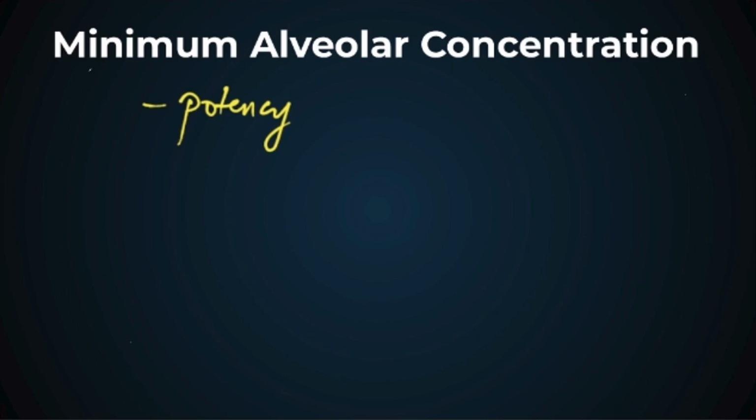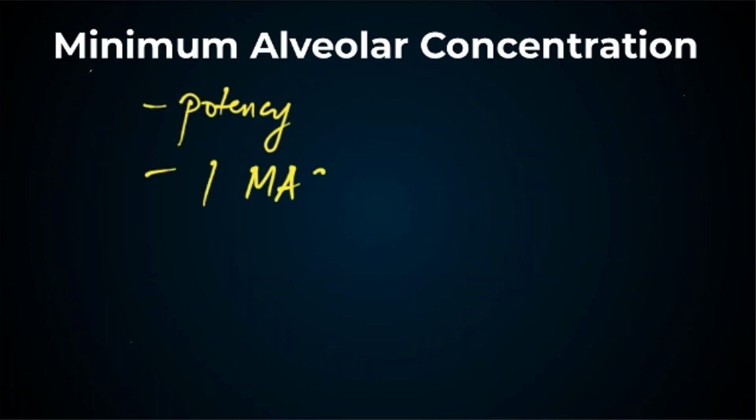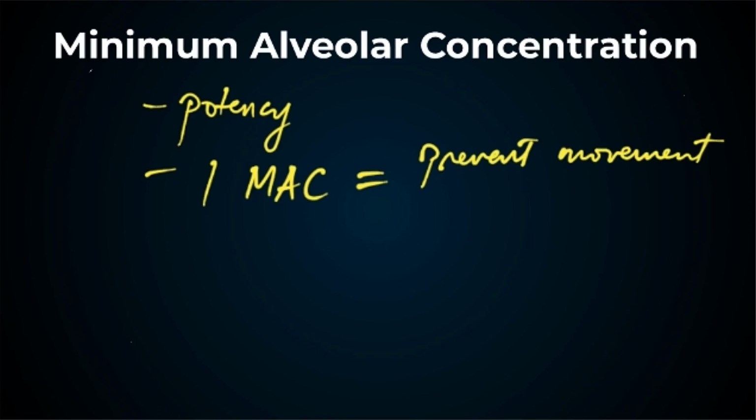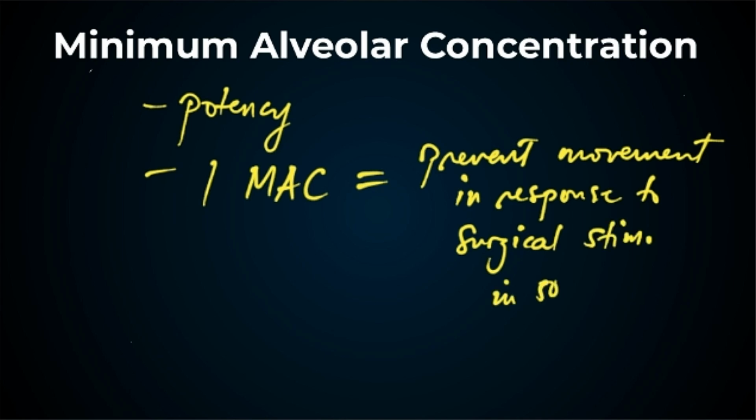So inhalation agents are measured in MAC units. When we say 1 MAC, it is equal to the minimum alveolar concentration that prevents movement in response to surgical stimulation in 50% of subjects.